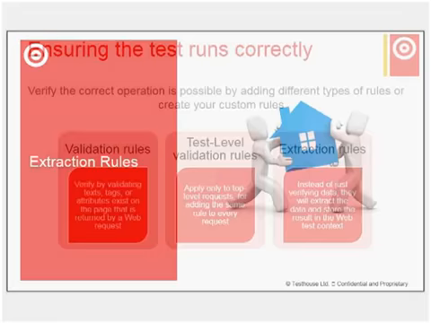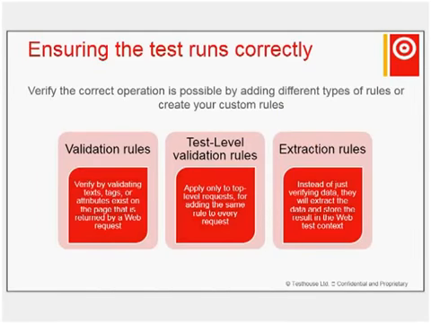Okay, getting back to extraction rules. One of the reasons we use extraction rules is essentially to try and ensure that the test actually runs correctly. I've already gone into dynamic parameters to a certain extent. The main reason you will be using extraction rules is to identify which dynamic parameters you actually have.